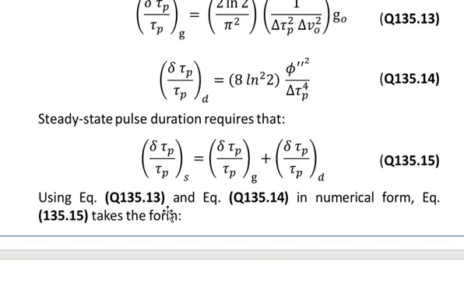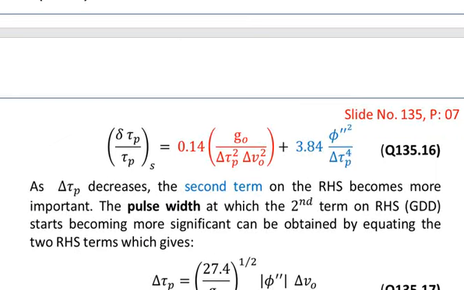So using equation number 13 and equation number 14 in the numerical form, equation number 15 takes the following form, given in equation number 16. Δτp/τp at S is equal to 0.14 times G0 over Δτp² Δν0², plus 3.84 times the square of the double derivative of φ divided by the fourth power of Δτp. The first term I have shown in red, the other term in blue, because I am going to have a discussion about these two terms.